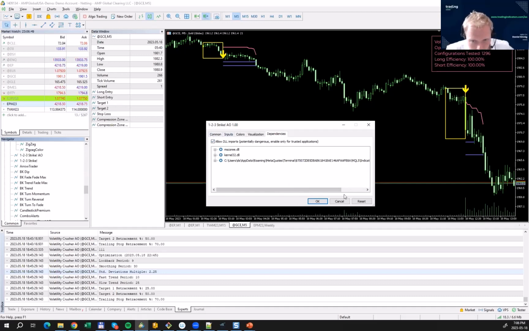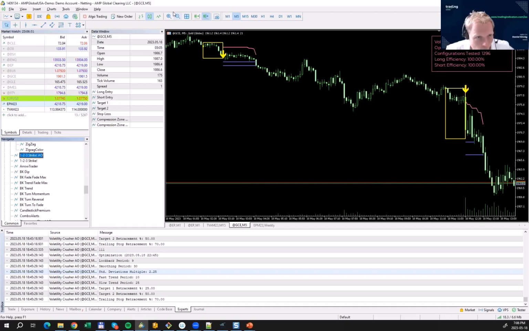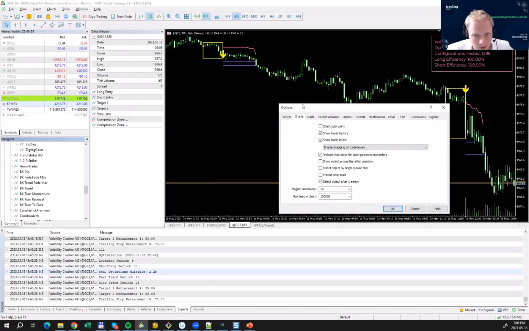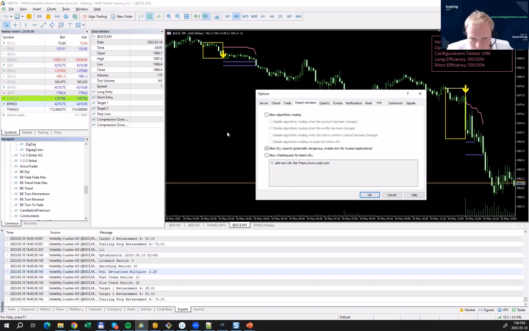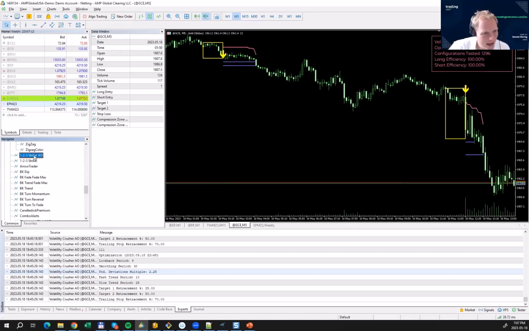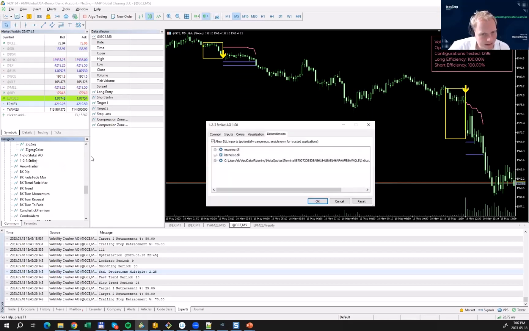Then you can close this out because there's one more thing you need to do under Tools and Options. If you go to Expert Advisor, and I understand that these are indicators and not EAs, but nonetheless, it's grouped under Expert Advisors, you will also need to check Allow DLL Imports. So both these check boxes need to be checked. All right, so make sure of that. And then you go back to the settings here.